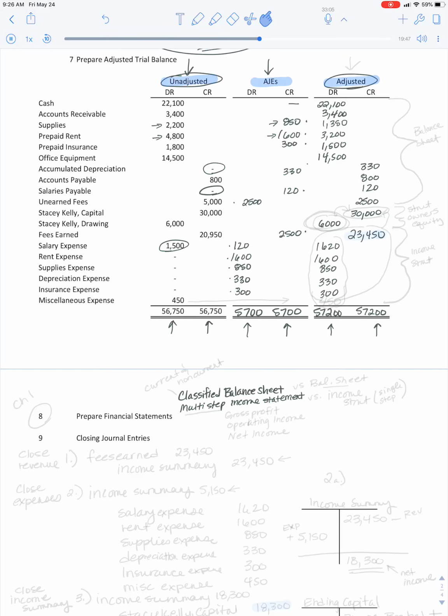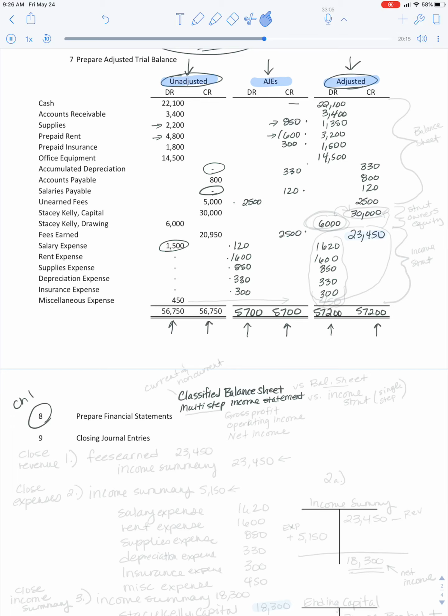Okay, so this is part 2 of chapter 4 video, and we left off at step number 7. So here we have our end of period spreadsheet with our adjusted trial balance prepared. Now at this point you're ready to move on to step 8. We prepared financial statements in chapter 1, so you already know how to do this conceptually.